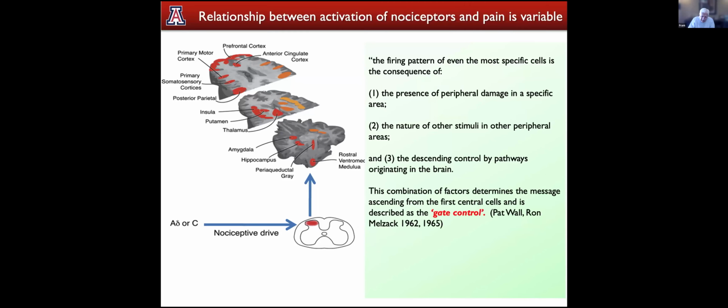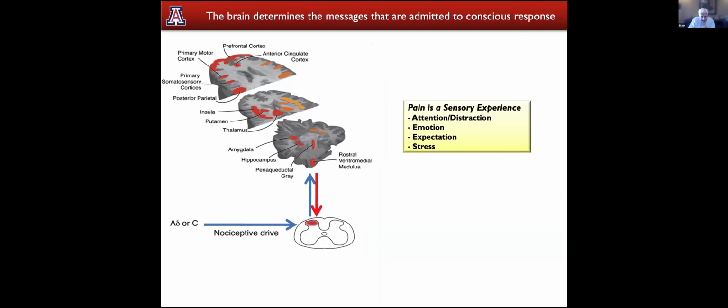And so this combination of factors determines the message ascending from the first central cells and was described as the gate control theory, published by Wall and Melzack first in 1962, but the paper that most people remember is in 1965. The importance of the theory is that it enabled the sensory apparatus that was described by Pat Wall, the body, to be connected to the mind, the perception of pain.